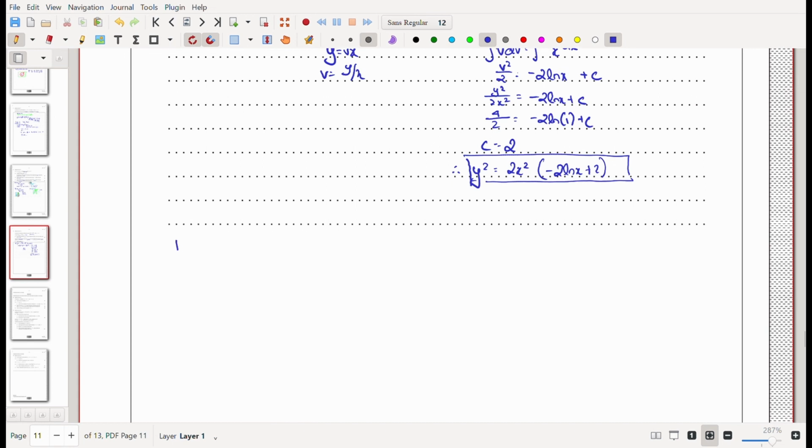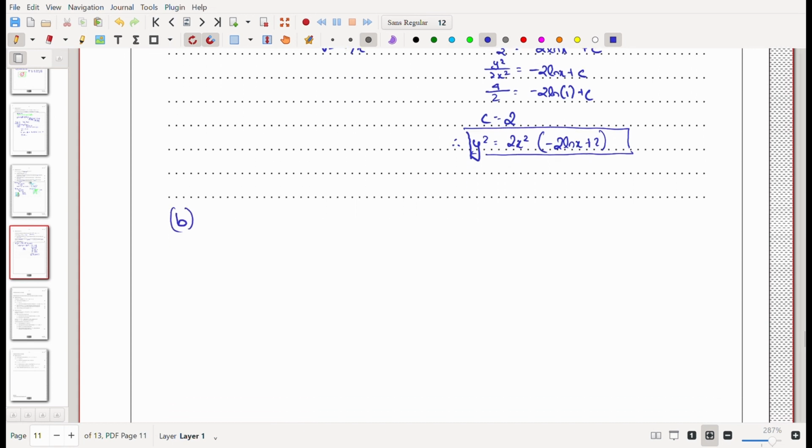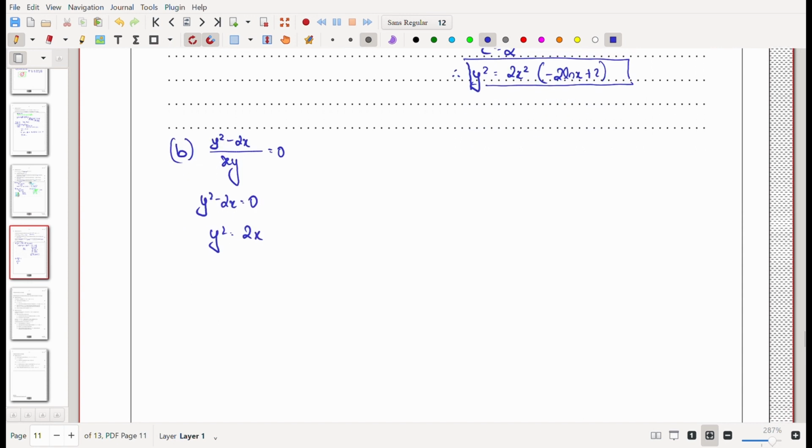So let's write that out here. Let's let dy by dx is equal to 0. So that means that y squared minus 2x whole divided by xy is equal to 0. So y squared minus 2x is equal to 0. And this means that y squared is equal to 2x. Now let's compare this, or let's finish this off.